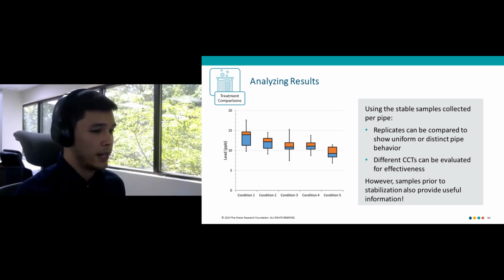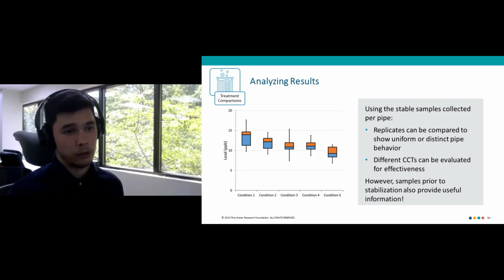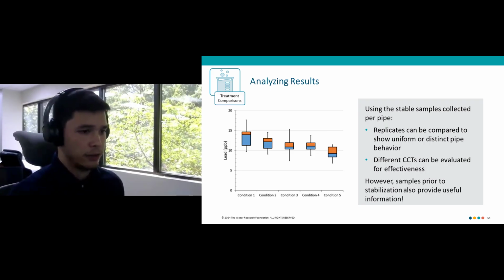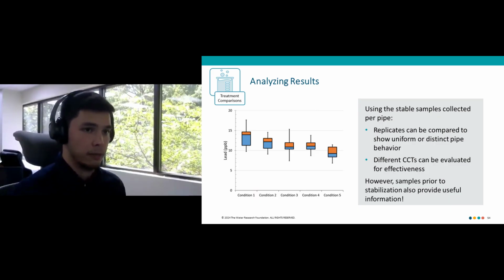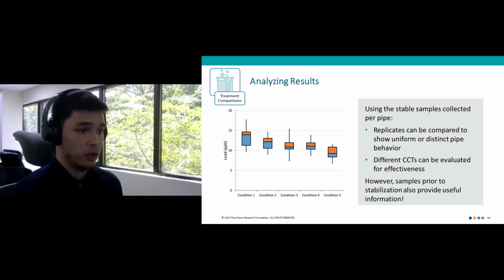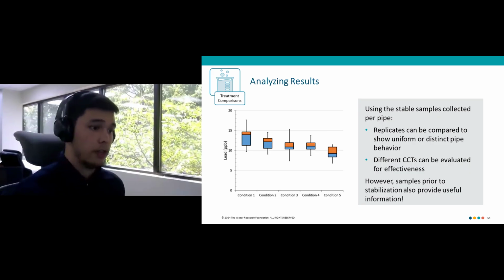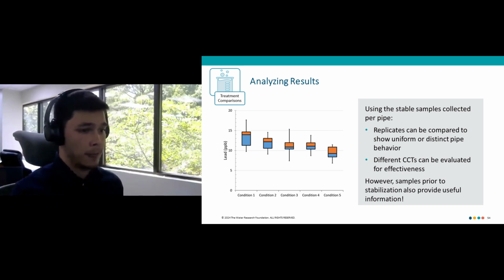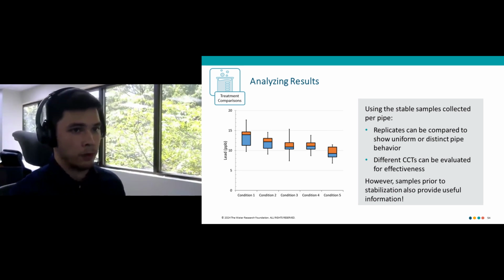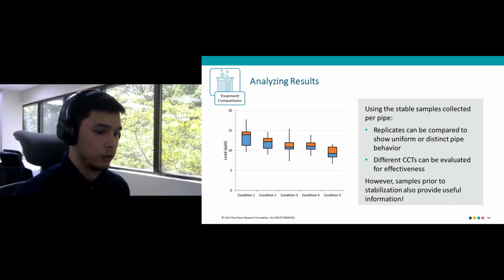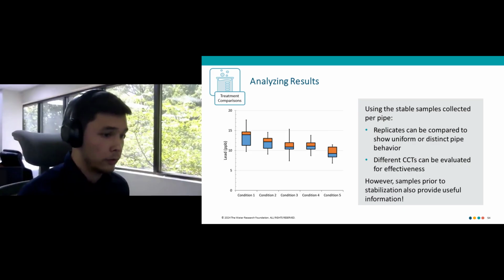But there are two main types of comparisons that generally occur when we're analyzing results in this way. The first, of course, is between replicates, where you have two pipes with the same control treatment being tested, and you want to see how those different pipes compare against one another to see any distinct differences or similarities between different locations and addresses, or even different sections of pipe from the same address. Same thing with testing different CCTs. These can be evaluated for effectiveness depending on whether you're doing an ortho-dose change, or say even a pH versus an ortho treatment.